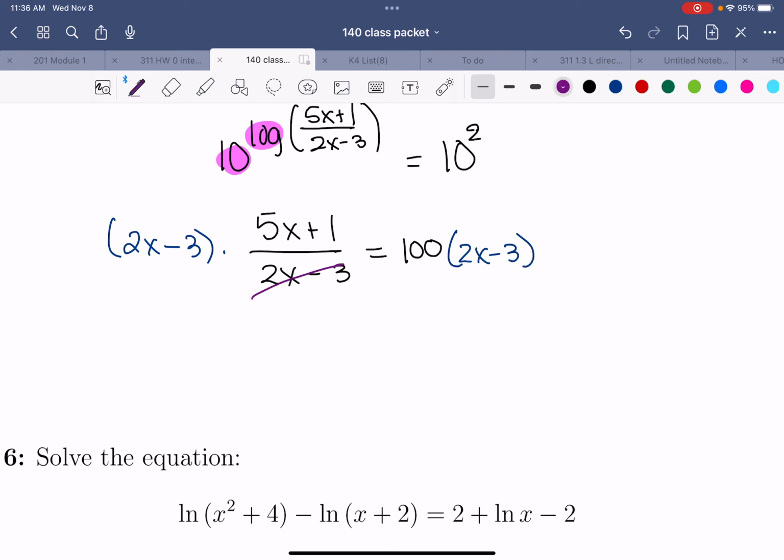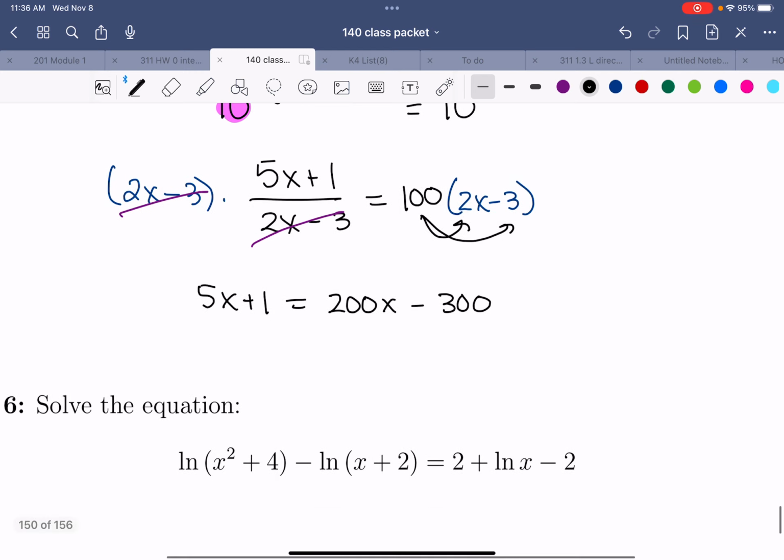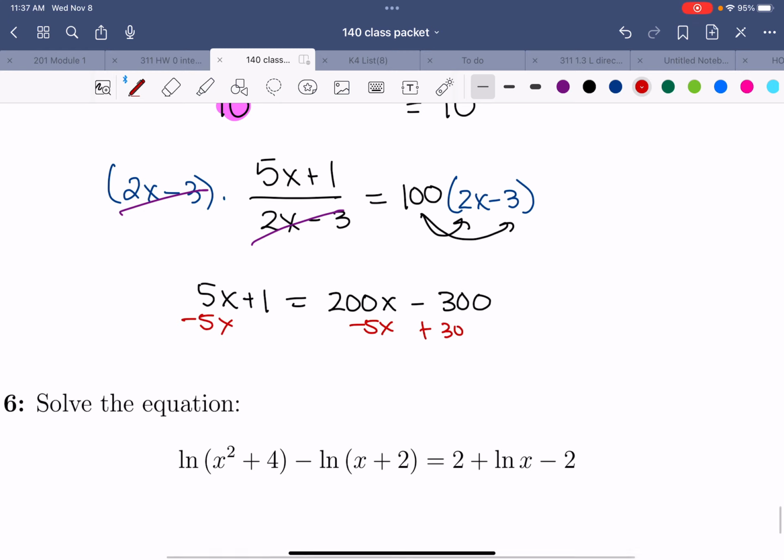And that will cancel it on this side, and we're left with 5x plus 1. And on the right side, let's go ahead and distribute that. So that gives me 200x minus 300. And then I'm going to collect my x's on one side and move everything else away. So let's subtract 5x from both sides, and let's add 300 to both sides.